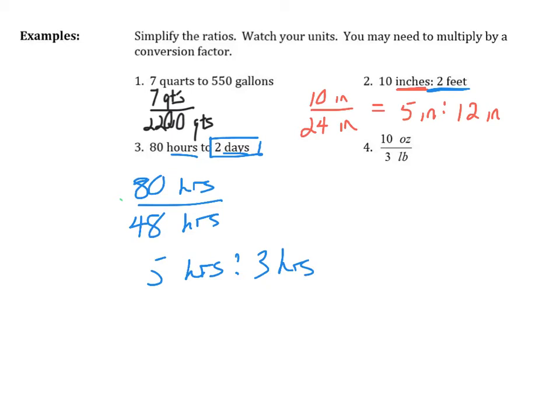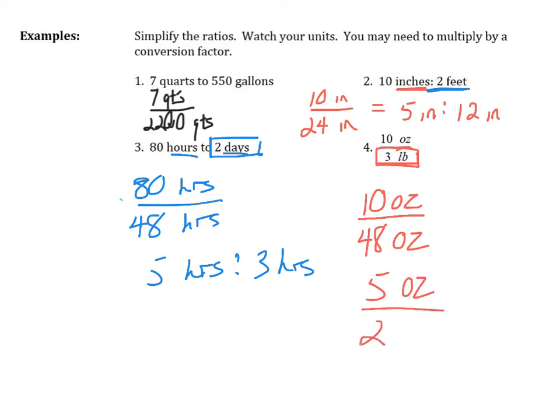Last one, pounds and ounces. The smaller unit is going to be ounces, so I'm going to keep the top as 10 ounces, and in 1 pound, there's 16 ounces. So in 3 pounds, there's going to be 48 ounces. So now I just want to reduce this. Looks like I can divide them both by 2, which is going to give me 5 ounces over 24 ounces.